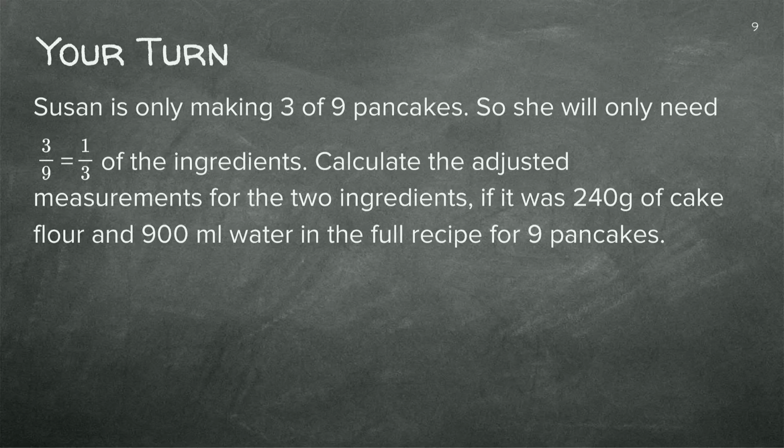Susan is only making 3 of 9 pancakes. So she will only need 3/9, that is a third of the ingredients. Are you with me? She only makes 3 out of the 9. So 3 of 9, if we simplify it, is a third of the ingredients. Calculate the adjusted measurements for the 2 ingredients, if it was 250 grams of cake flour and 900 milliliters of water in the full recipe for the 9 pancakes. Stop it, and I'll see the answers on the next page.